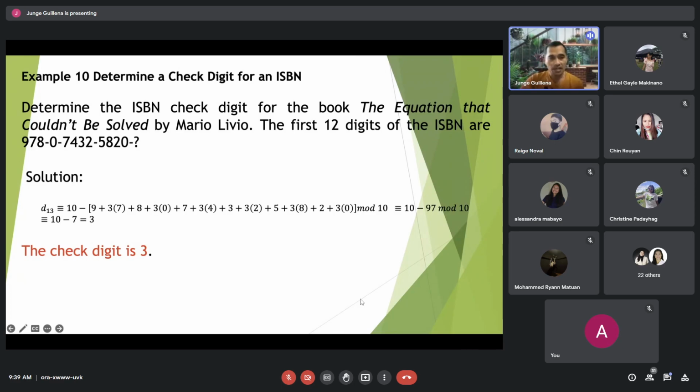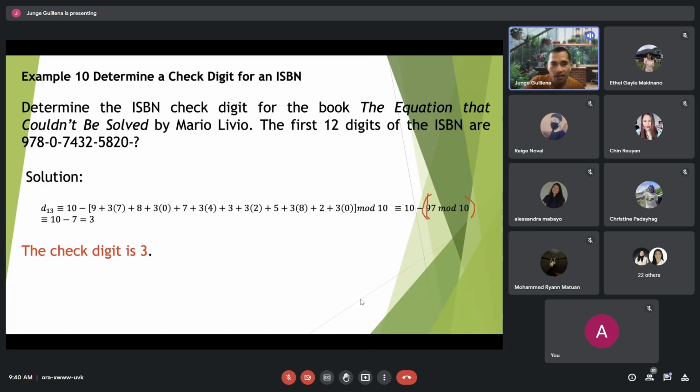The 10 is a constant. So 10 minus, then using the formula, 9, this is the d sub 1, plus 3 times d sub 2, which is 7, then plus so on and so forth. You have to find the sum inside the bracket, and that is equal to 97. Please do not solve 10 minus 97 then modulo 10. You have to solve the sum first, then take the remainder.